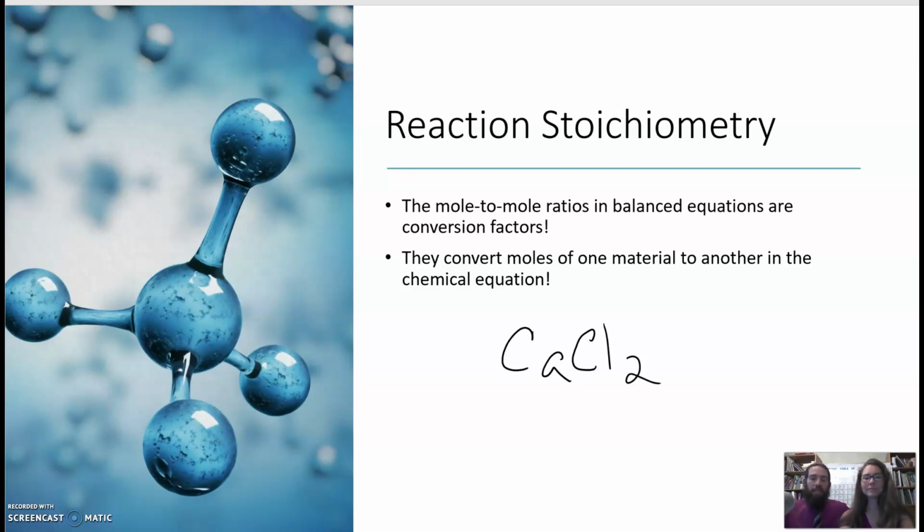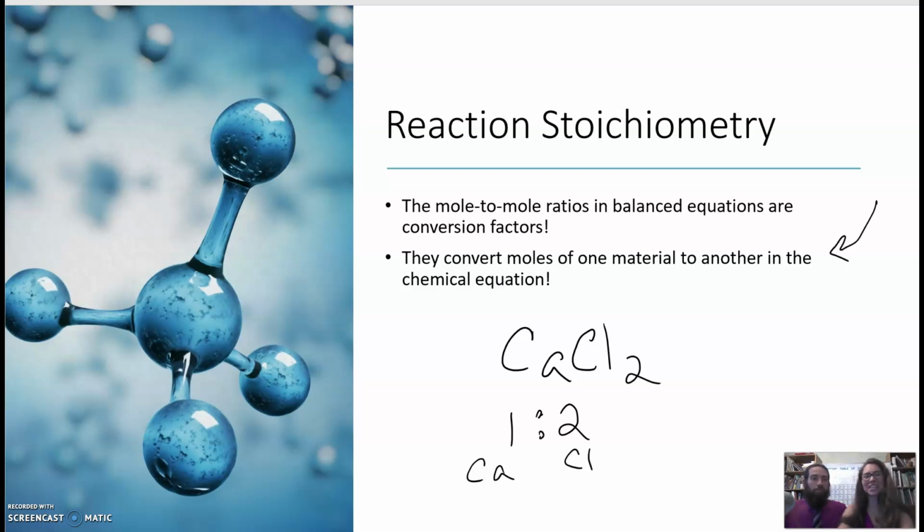So here's an example. It's calcium chloride. I can say that 1 mole of calcium chloride is equal to 2 moles of chlorine, or 1 mole of calcium chloride is equal to 1 mole of calcium. This is stoichiometry. Now what we're going to do is take a balanced equation and use those coefficients. Those are telling us the mole relationships between the different materials in the chemical reaction or chemical equation. And it's really important to know that we use this when we're converting one material into another.